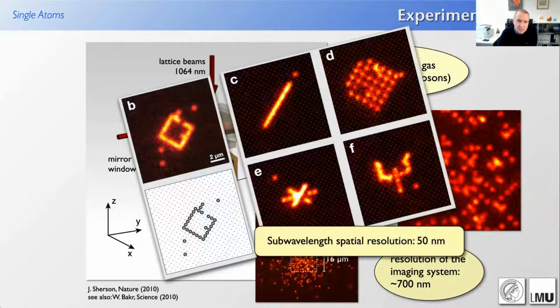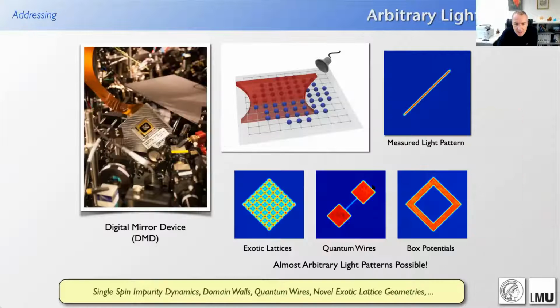Now, if you can see them, you can also manipulate them. And this is kind of the reverse thing that we can do. We can focus laser beams onto the atoms and manipulate them. And we'll talk about that in a second. And we can basically project arbitrary potentials onto the atoms.